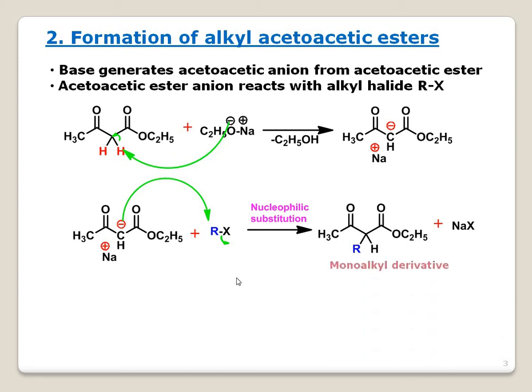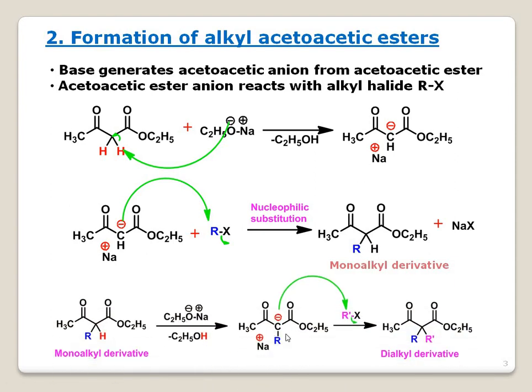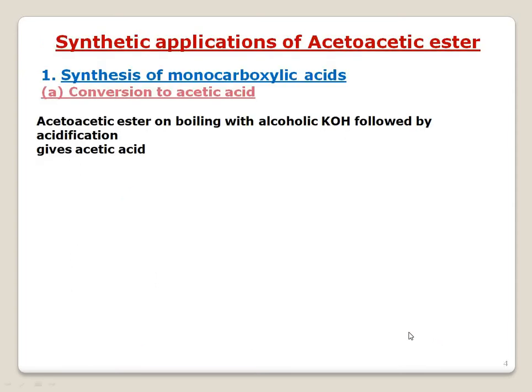Now in the next step, if you use a base again, this hydrogen can be deprotonated, and again the sodium salt of this one will be generated as the nucleophile. This will again undergo a nucleophilic substitution reaction with a second molecule of alkyl halide, and NaX will be eliminated. You will be getting the dialkyl derivative. So here both hydrogens are replaced by alkyl groups. Now by making use of these two properties, various applications of acetoacetic ester are available in the literature.